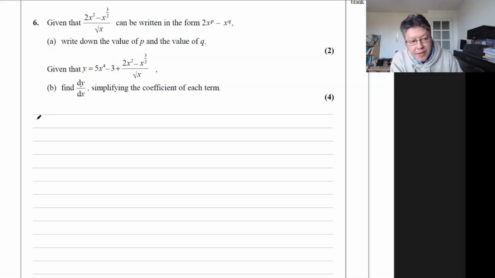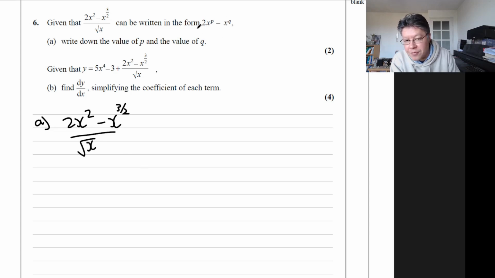Okay, so for part A, we're given an expression 2x squared minus x to the 3 over 2 all over root x. And we need to write it in this form here, 2x to the p minus x to the power of q. So we'll first begin by splitting up the fraction and writing the surd as an index. So we have 2x squared over x to the half minus x to the 3 over 2 over x to the half. And now we can simplify each term.